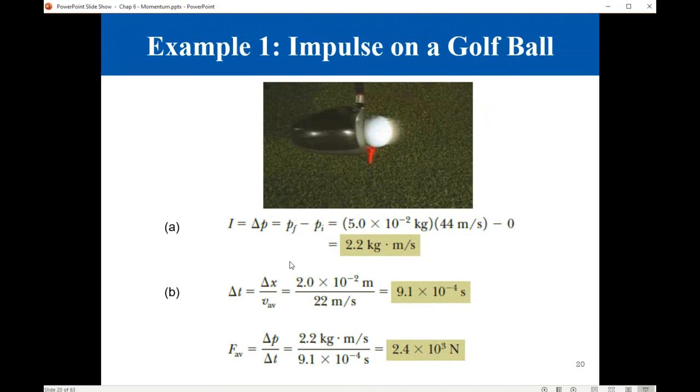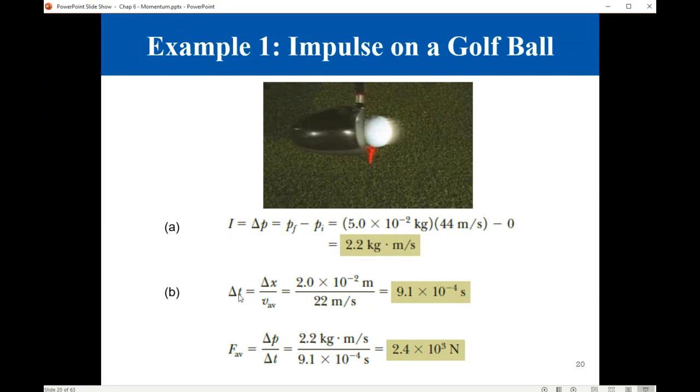We know that impulse equals delta P, the change in momentum. The change in momentum is equal to the final momentum minus the initial momentum. The mass is 0.05 kilogram, and the initial momentum was 0. There was no motion. The final momentum is governed by mass times final velocity. Final velocity is 44 meters per second. So this is the change in momentum, 2.2 kilogram meter per second. This is the change in momentum, which is equal to the impulse.